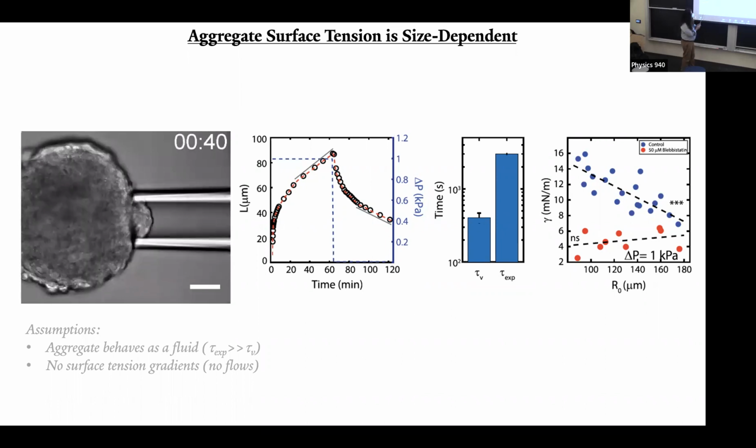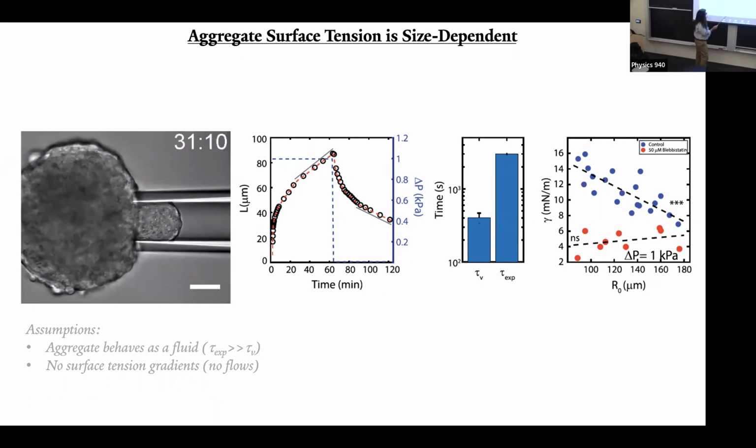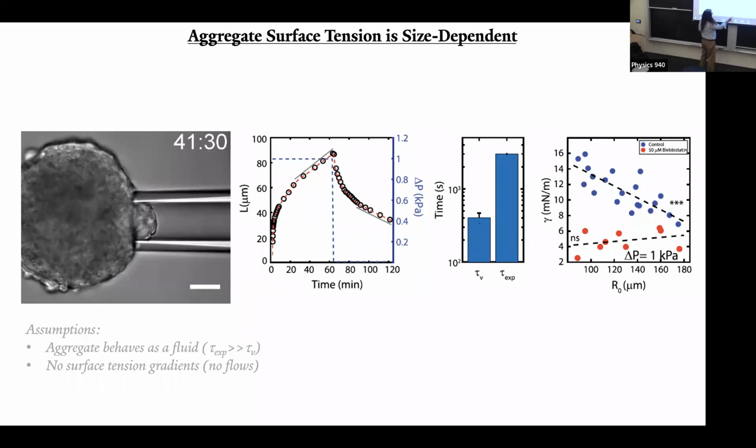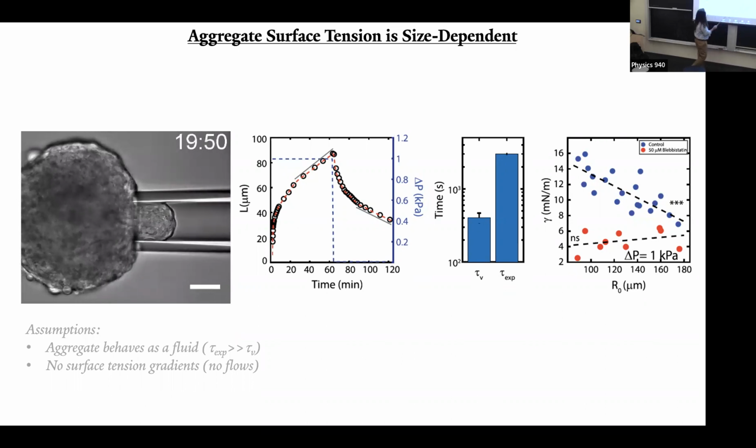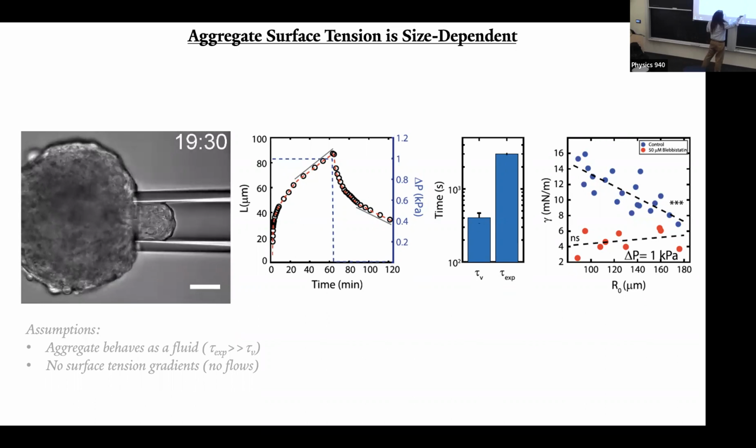So what we find when we calculate the surface tension of the aggregate is that it varies from what we expect from a droplet. So our surface tension here is gamma. And what we find is that the surface tension depends upon the size, R0, the radius, of the aggregate. So for small aggregates, the surface tension is large. And for large aggregates, the surface tension decreases.